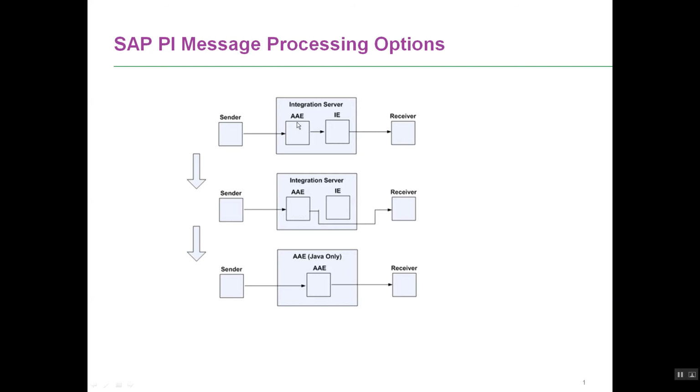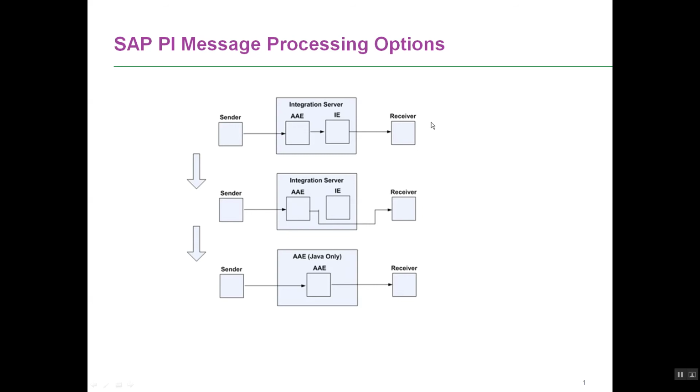For example, in the adapter engine, you would do the communication channel monitoring, because the adapters used to run on the Java side in the adapter engine, and then we would switch over to SXMB Moni, which you would run on the ABAP stack in the integration engine, because the message used to get processed there, and finally the message through the adapter engine used to get delivered back to the receiver.